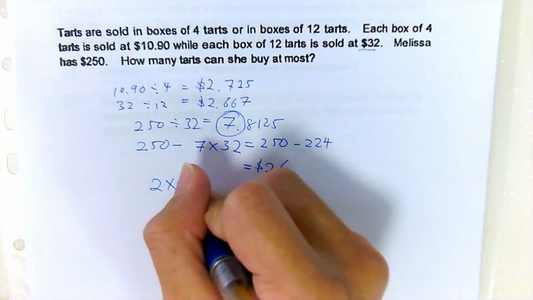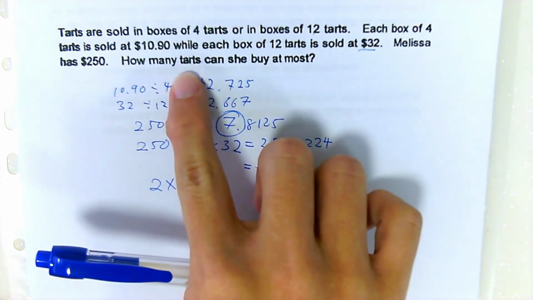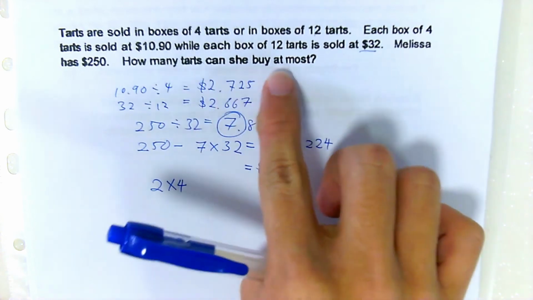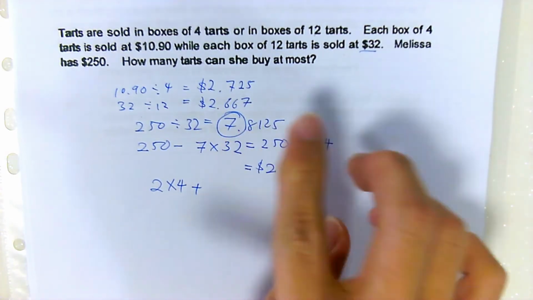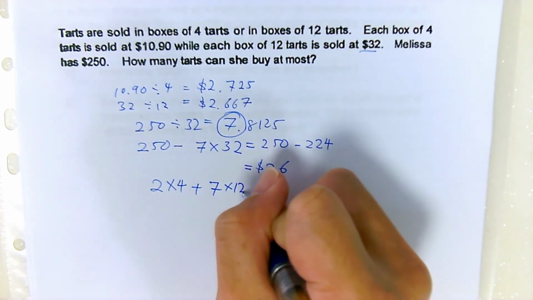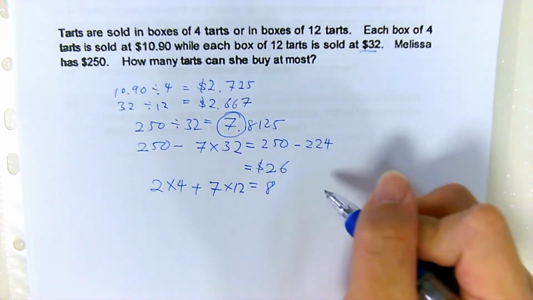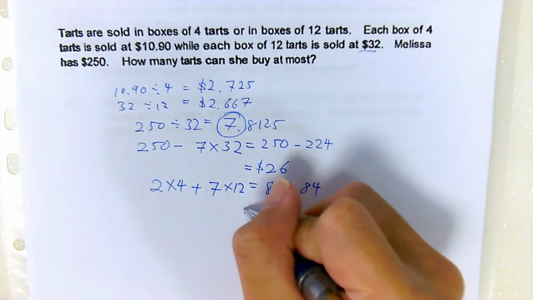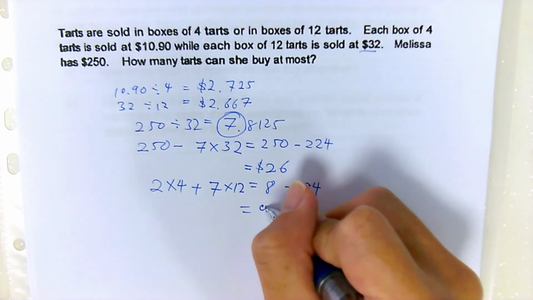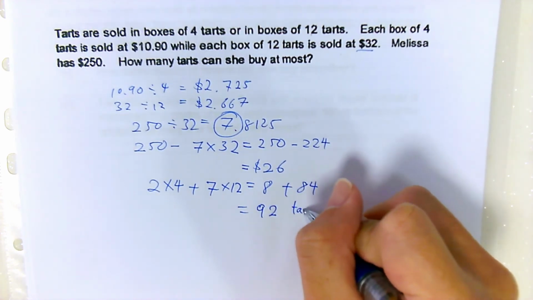Because the question is asking for how many tarts she can buy at most, it's 2 boxes of 4 plus 7 boxes of 12. 2 times 4 will give me 8. Then 7 times 12 will be 84. So 8 plus 84 will be equal to 92. So in total, she bought 92 tarts.